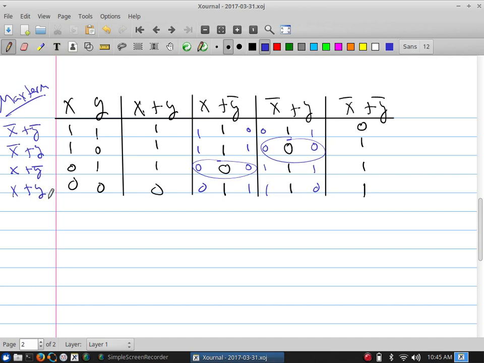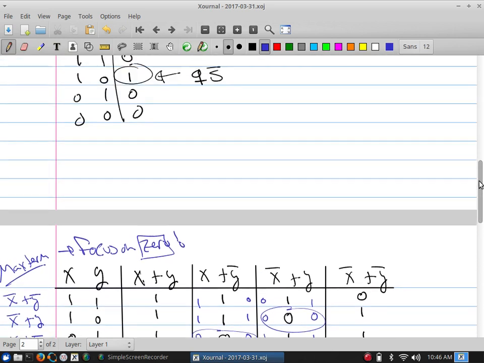What's happening? If I have two zeros, it forms a zero, so that's that max term's row. X bar, Y bar, that's 0, 0. What if I have 1, 0? How do I make it 0, 0? X bar, Y. If I have 0, 1, how do I make it 0, 0? X, Y bar. Max terms focus on what? Focus on zero. This is important. Min terms.